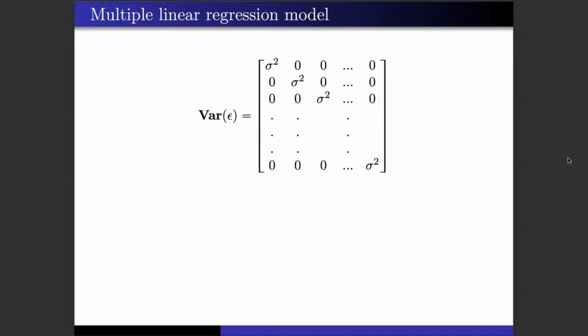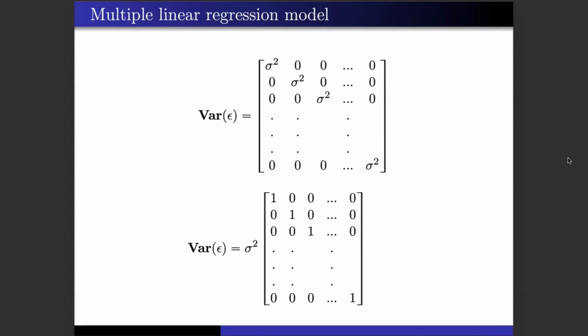Now we use a property of matrices and we can factor out sigma square. When we factor out sigma square, in the diagonal we would have 1 and all the other entries would still remain 0. And we have variance of random vector epsilon is equal to sigma square times this matrix where we have 1 in the main diagonal and all the non-diagonal entries are equal to 0. And what is this matrix? This matrix is the identity matrix.